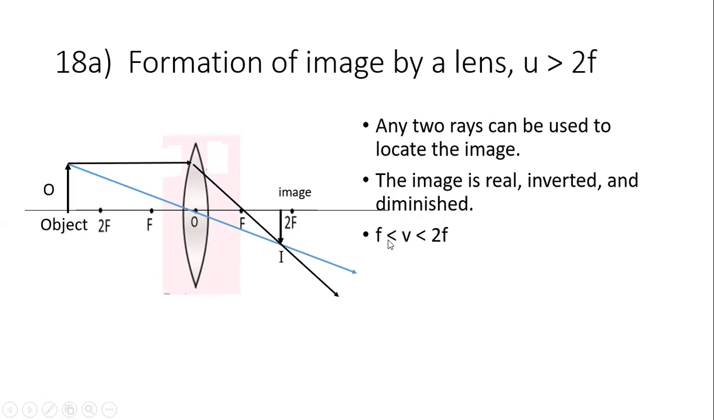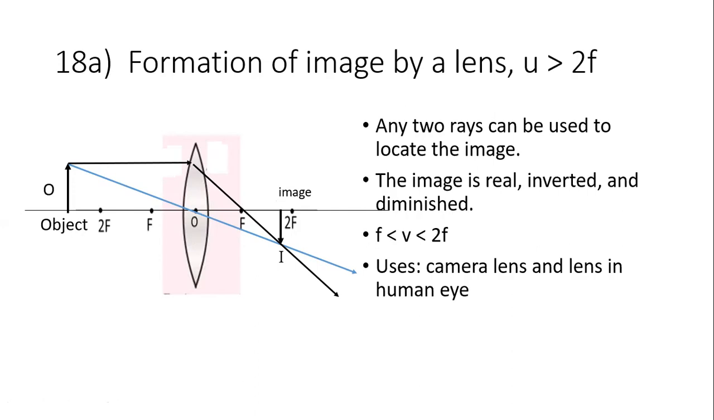And the image distance is between f and 2f. Right? Where do we use it? Camera lens and the lens in the human eye. Right? This is just a short distance, that's all.